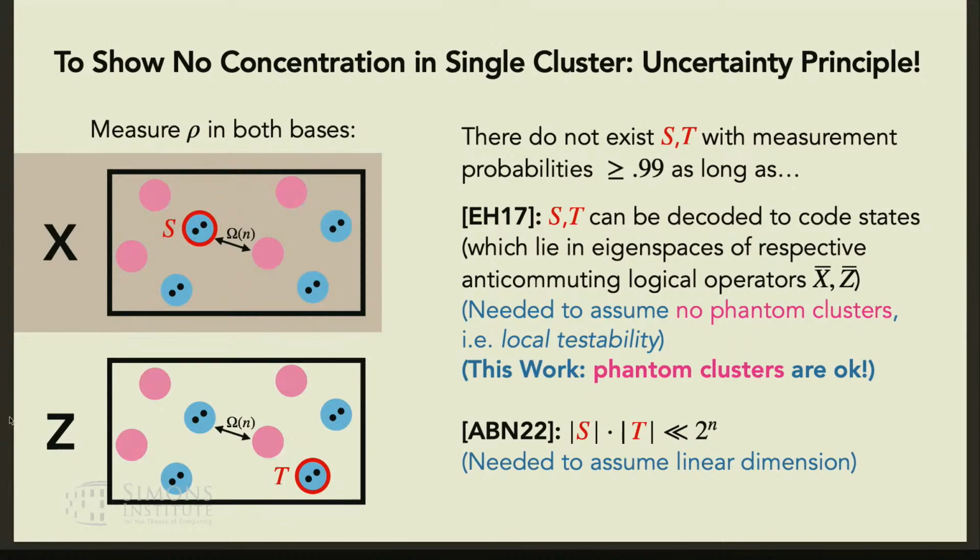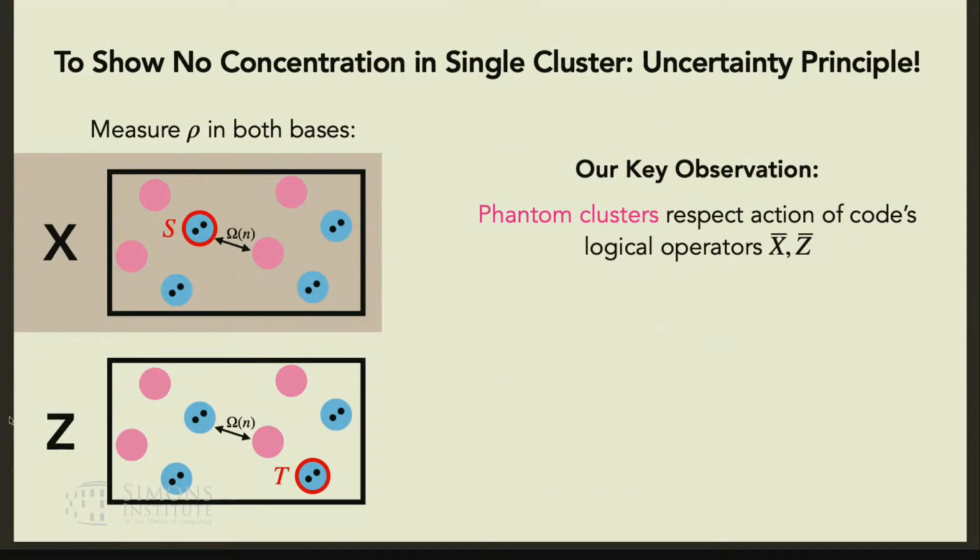So I guess the only new thing I'm going to tell you is that phantom clusters are actually okay. We can go back up to this Elder-Harrow argument and argue that they didn't really need to assume no phantom clusters. There's a way to get the decoding to work with these phantom clusters. The key observation for this is that the phantom clusters actually respect the action of the code's logical operators.